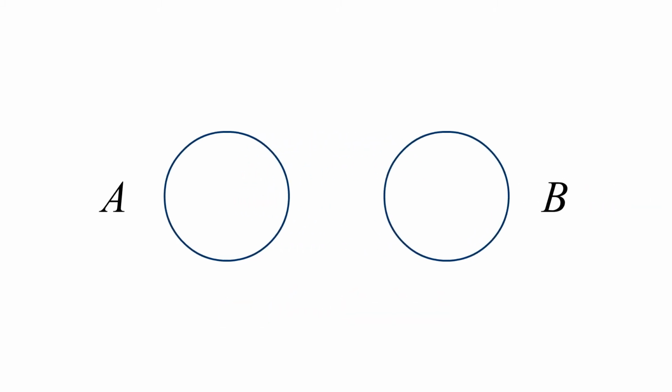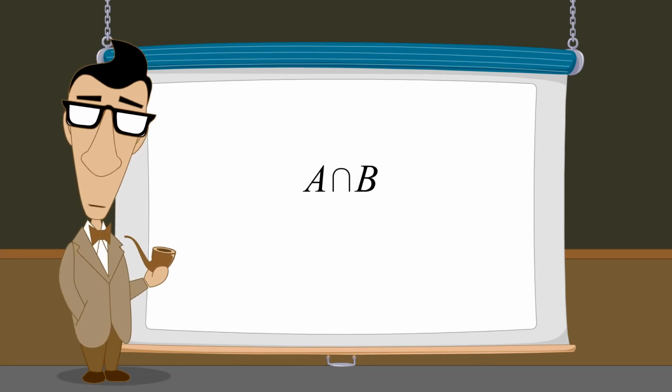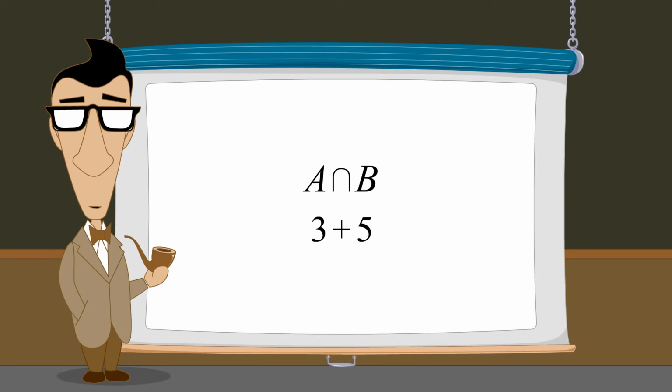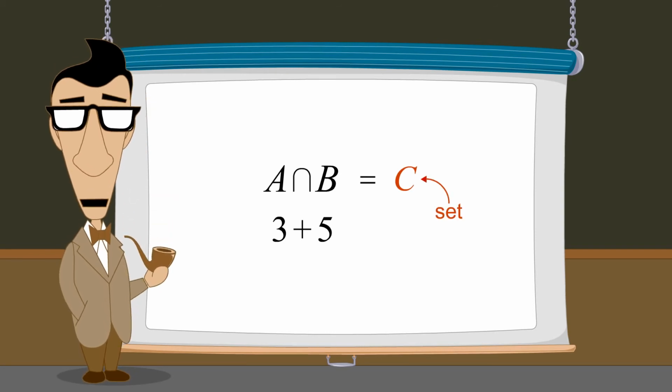Two disjoint sets have no elements in common, so their intersection forms the empty set. Forming the intersection of two sets is a binary set operation, in the same way that forming the sum of two numbers is a binary numerical operation. The result of this set operation is another set, just as the result of this numerical operation is another number.